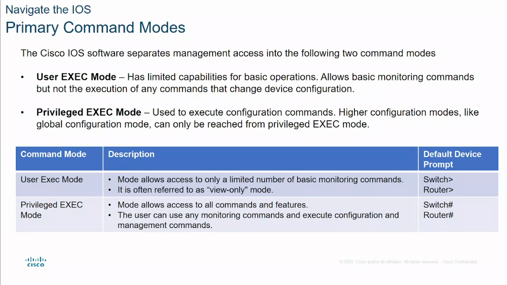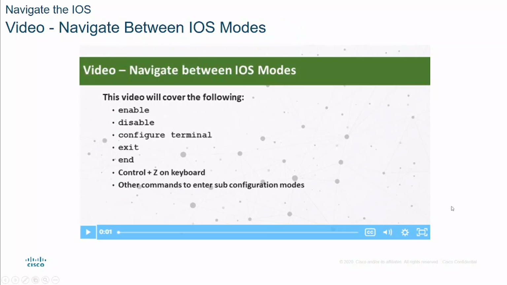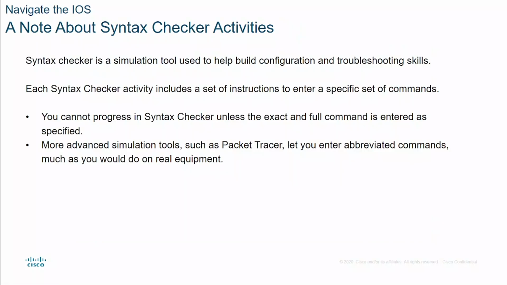So the user EXEC mode is also known as the view-only mode. Then the privileged EXEC mode is used for accessing all features of the router. When you're in the user EXEC mode, the prompt appears like this, you'll be seeing this arrow. On the privileged EXEC mode, it changes to a hashtag. So you can watch the videos on the platform to learn more about how those two modes work.